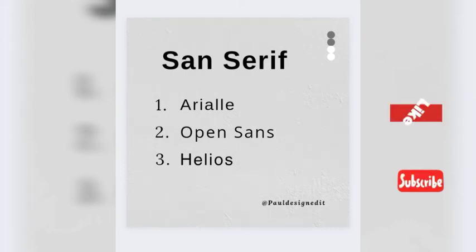They are beautiful when used as headings. When your newspaper headings, your book headings, those big, large fonts. And they're beautiful when used as headings, especially when the text weight is heavy, when the text is bold. The examples we have here are Arial, Open Sans, and Helvetica. These are just the few I can count out here.